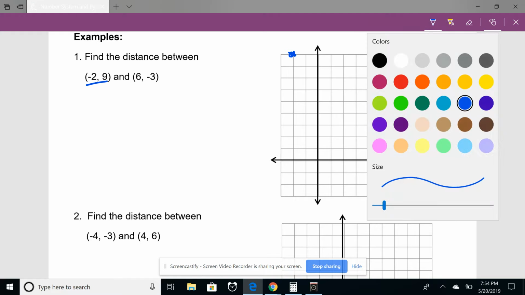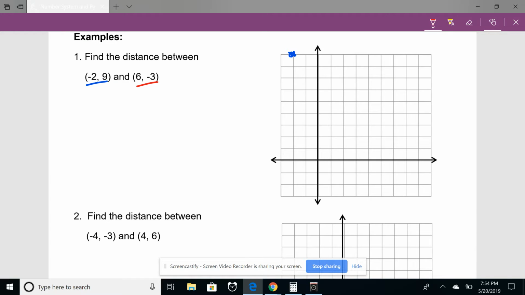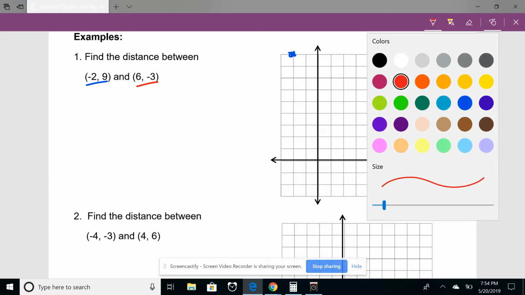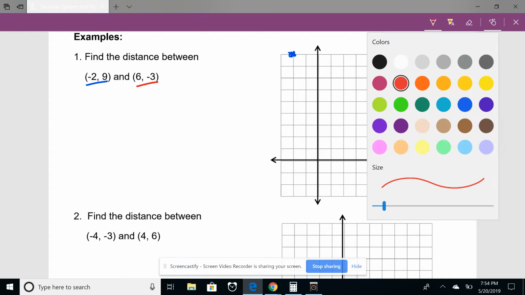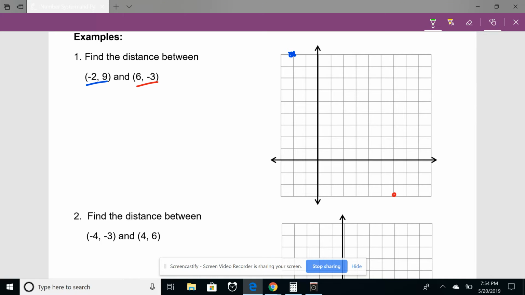And then 6, negative 3. So that means from the middle, you go right 6, down 3. We can't tell the distance between those 2 points by just connecting it with a line. So what we have to do is make a right triangle. Then use Pythagorean's theorem, because with our right triangle, we have a right angle right here.